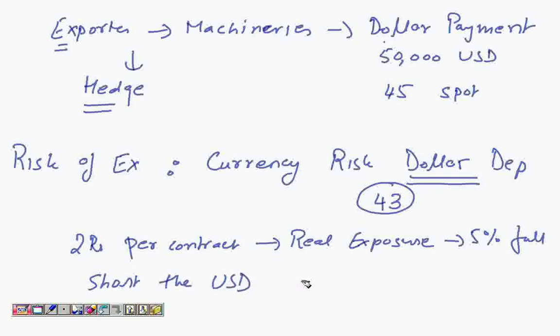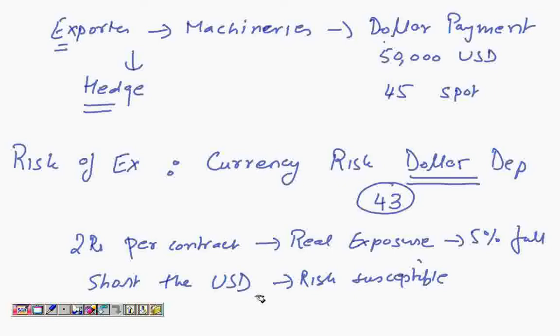This is the only risk which he is susceptible to. Right. So if he shorts the dollar, he'll gain in the currency future market but lose in the spot market. Absolutely. So this is the important point which we are trying to emphasize, that why he takes an opposite position, because he's taking hedging as a tool to minimize his risk.